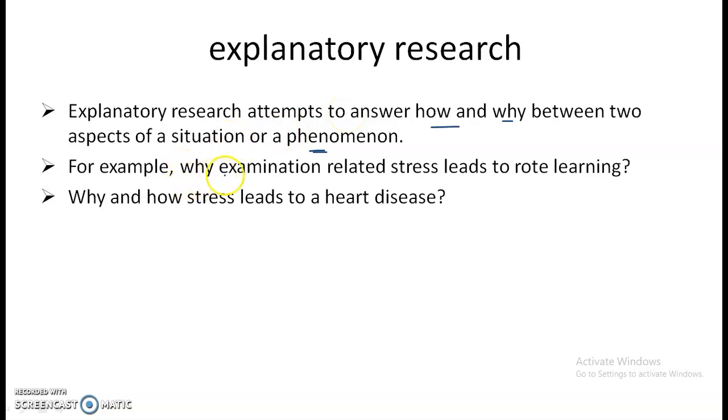For example, let's check here, guys. Why examination related stress leads to rote learning. Rote learning means without understanding, just simply by hearting. That means whenever examination stress is there, the students start rote learning. Next, why and how stress leads to heart diseases. If you are trying to explain why and how stress leads to heart diseases with some incidents, then it comes under the explanatory type of research.